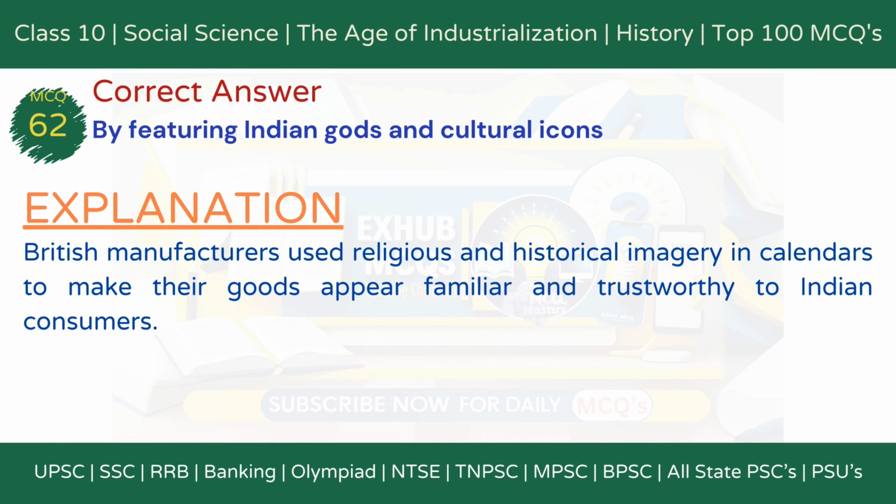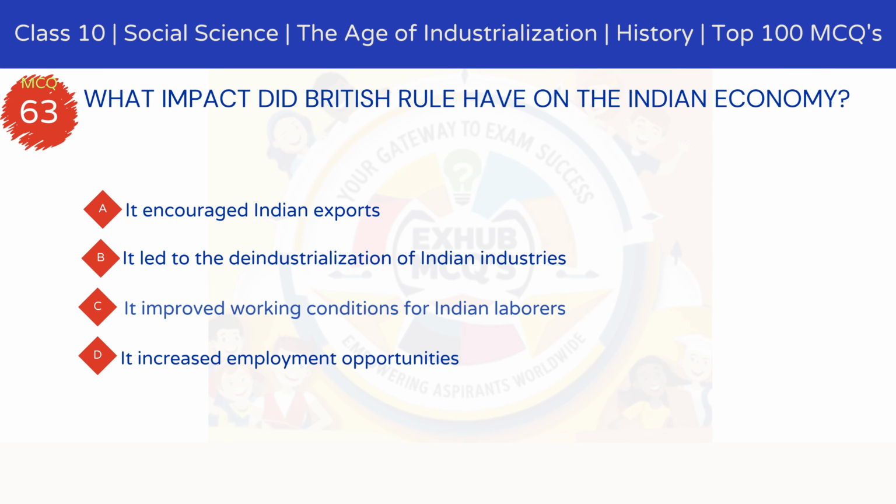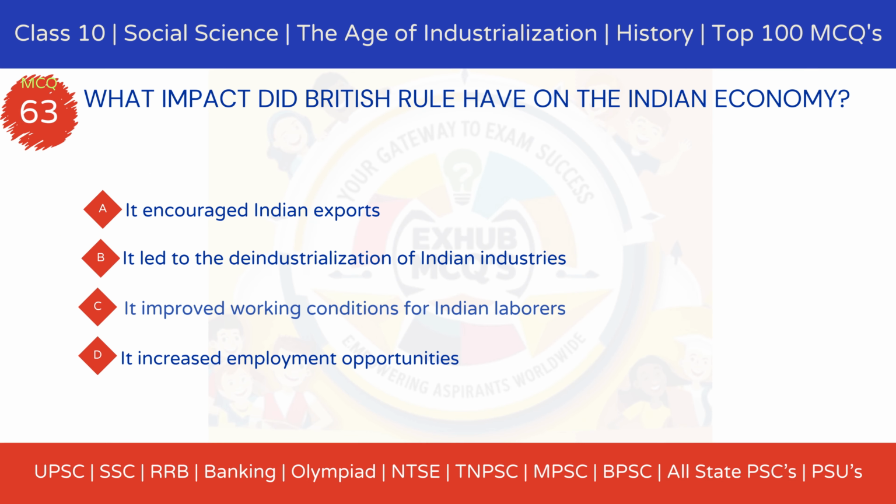The correct answer is option A, by featuring Indian gods and cultural icons. Explanation: British manufacturers used religious and historical imagery in calendars to make their goods appear familiar and trustworthy to Indian consumers. MC 63. What impact did British rule have on the Indian economy?